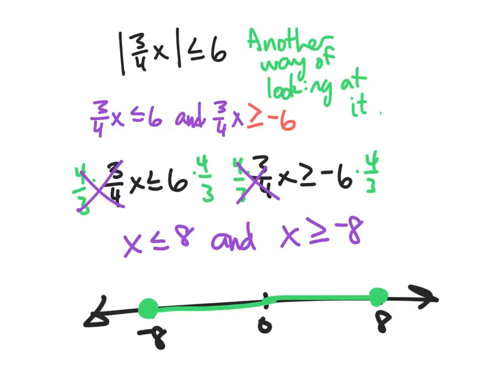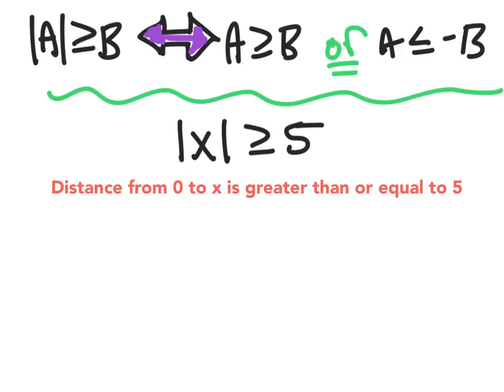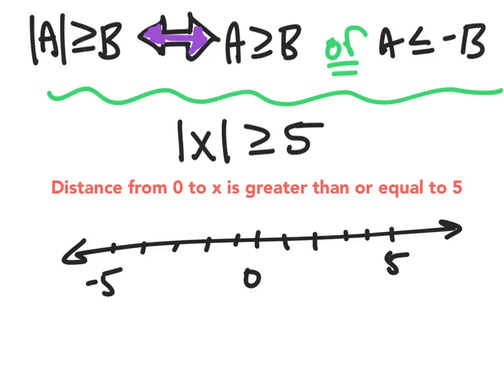the exact same graph. All right, now if absolute value of A is greater than B, then either A is greater than B or A is less than or equal to the opposite of B. So just the opposite of the example before it, the distance from 0 to x is greater than or equal to 5. So on a number line, the distance between 0 and x must be greater than or equal to 5. And so like the distance from 0 to negative 5 is 5. The distance from 0 to negative 6 is 6, right? We're getting greater than or equal to 5.